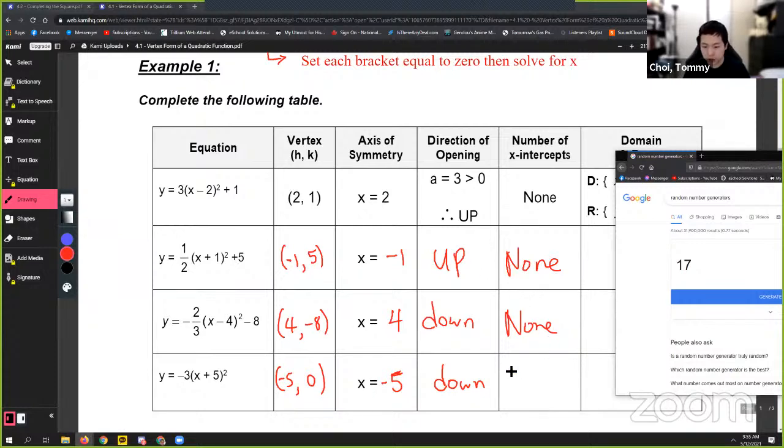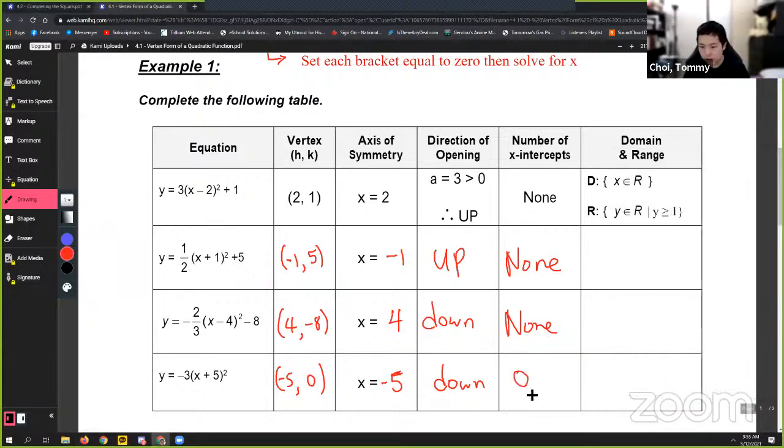Kimberly saying 0. Okay, let's check that. And Angie saying 1. So let's check. Is it 0 or 1? Right? So when we graph it, -5, 0. Oh, Nyack saying 1 now.